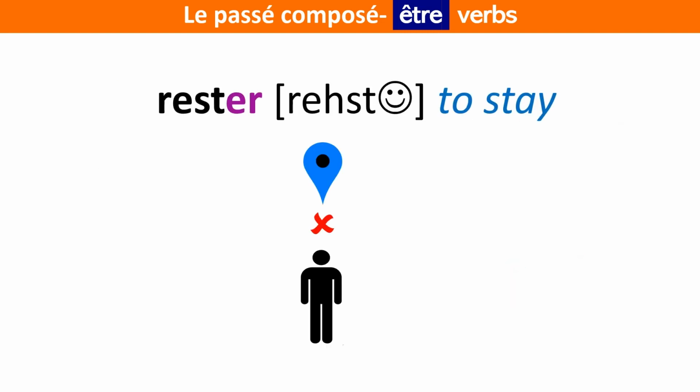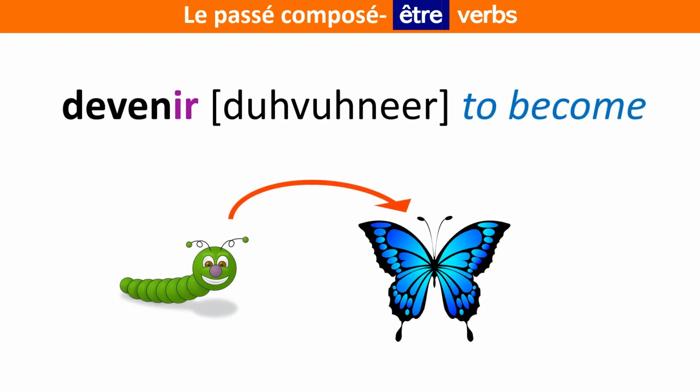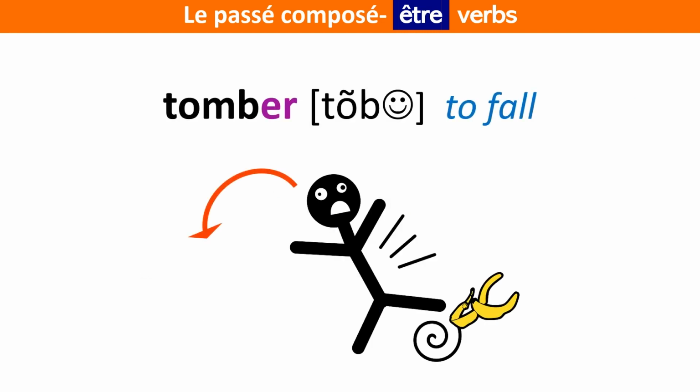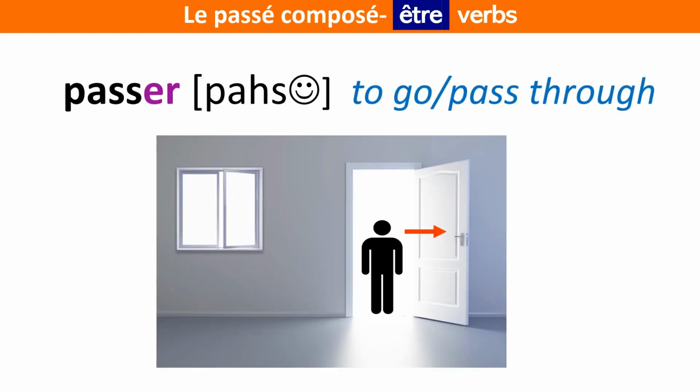Rester. Be careful with this one, it doesn't mean to rest, it means to stay. Devenir. Tomber. Passer. Here the verb passer takes the auxiliary être because it means to pass through. It has other meanings and sometimes you will find that its passé composé uses the verb avoir. So be careful with the meaning of this one.